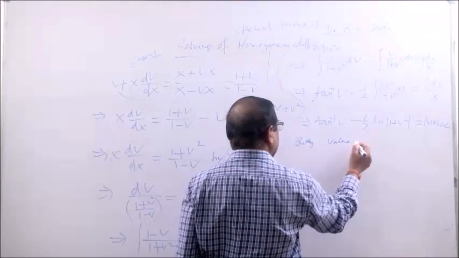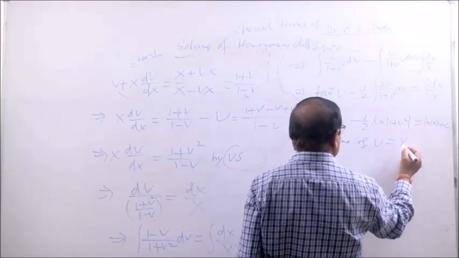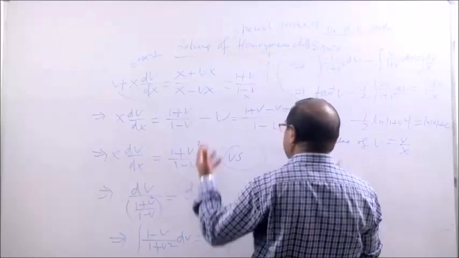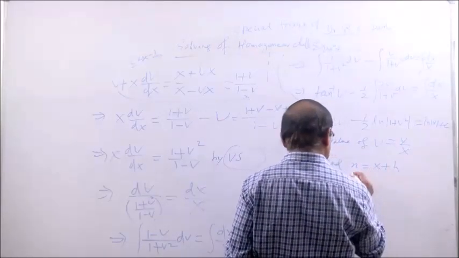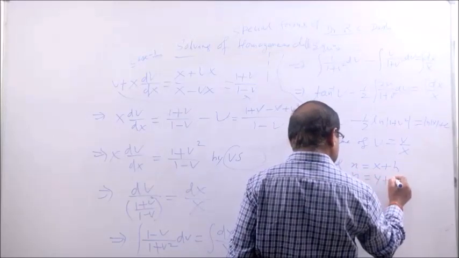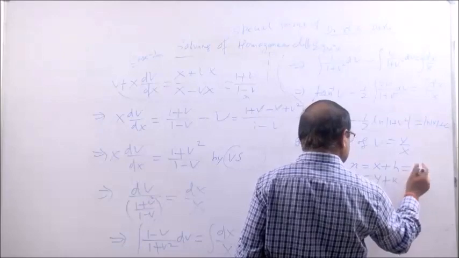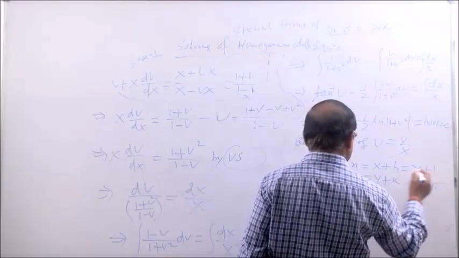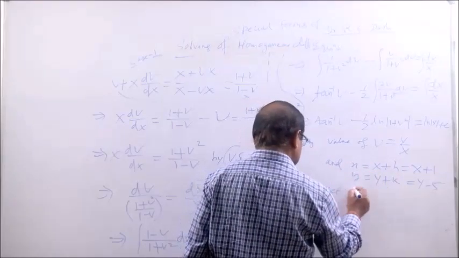Putting the value of v is equal to y by x, and that we have taken x as capital X plus h, and y as capital Y plus k. But what is h? h is 1, and k is minus 5. Putting the values of this, we get the answer.